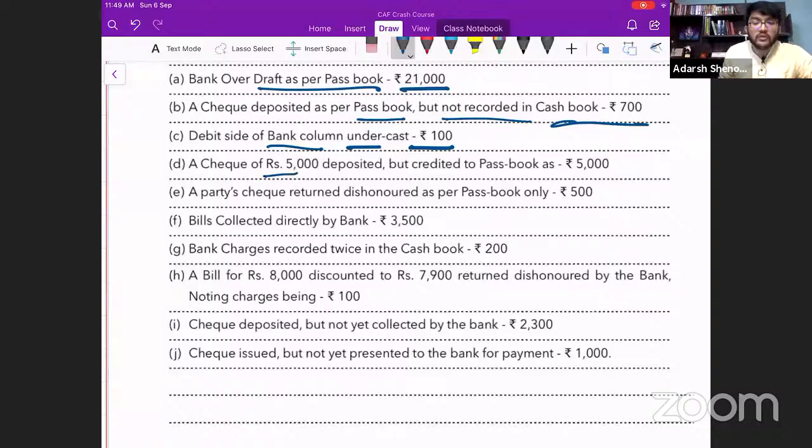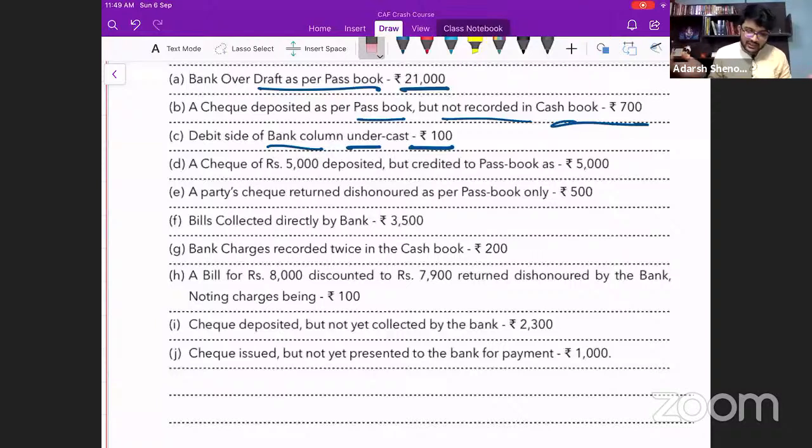A check of 5,000 deposited but credited to passbook is 5,000. Okay, the amount must be different, I guess, because there is no mistake right here. There's absolutely no mistake over here. So should you do anything about this? We will keep it like this. No, ignore this, because there is absolutely no error.